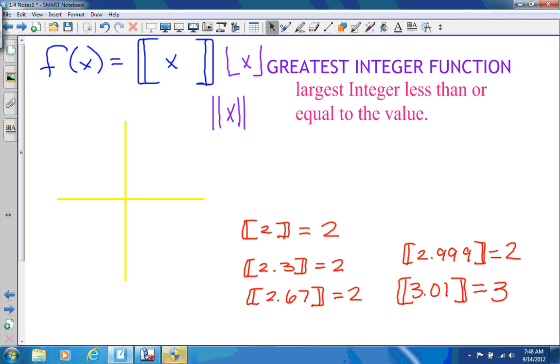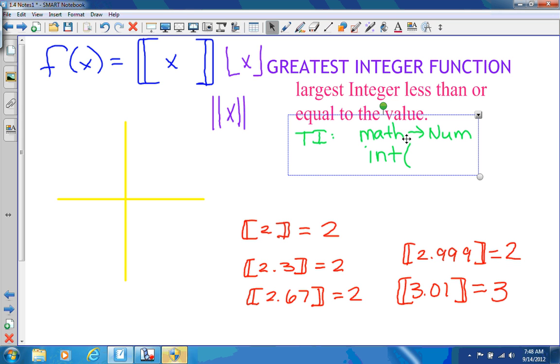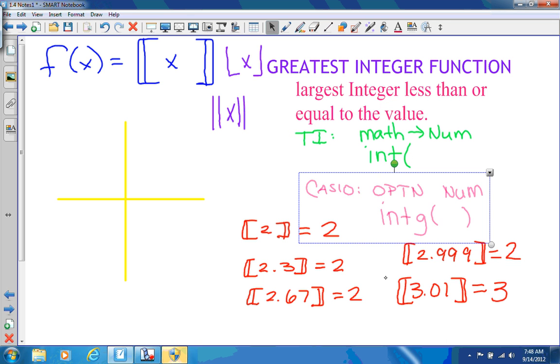Now, in your calculator, you can enter this as a function just like any of the other ones. And remember, with absolute value, you have to use ABS and find that in your calculator. TI people, you're in one place. Casio, you're in another. With TI, in math, under num, look for the int with the parentheses around it. For Casio, when you go in to enter a function, you need to push the OPTN button and then find num. And you have two choices. One is int and the other one is intg. intg is the correct one.